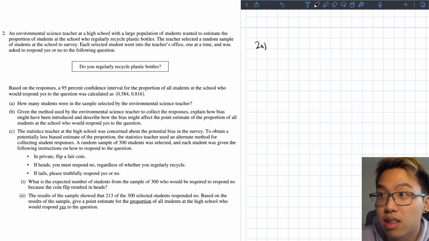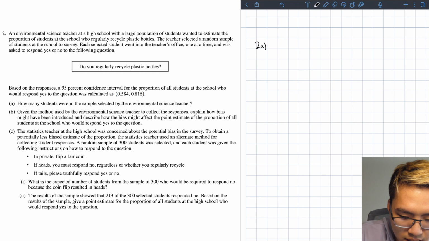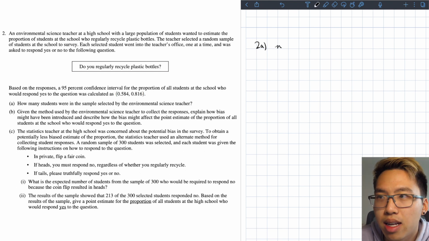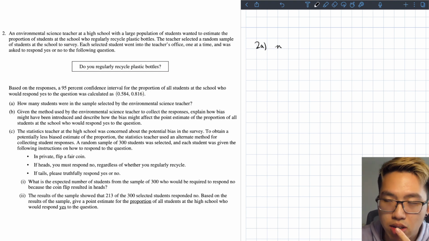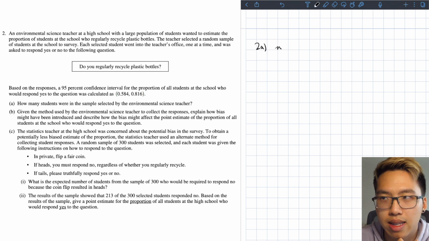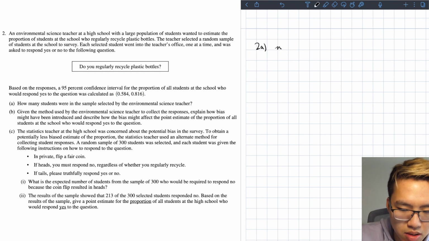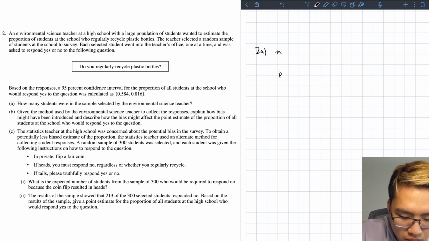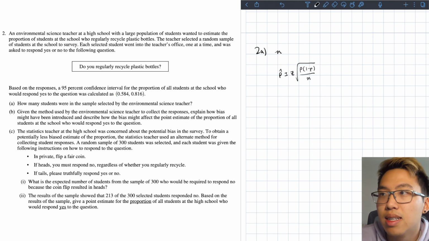So I'm just going to start writing stuff down. It's asking us to find n, and we have a 95% confidence interval for a proportion as 0.584 and 0.816. So really quickly, I think the formula for a one sample proportion confidence interval is our proportion plus minus our test statistic times the square root of p times 1 minus p over n.